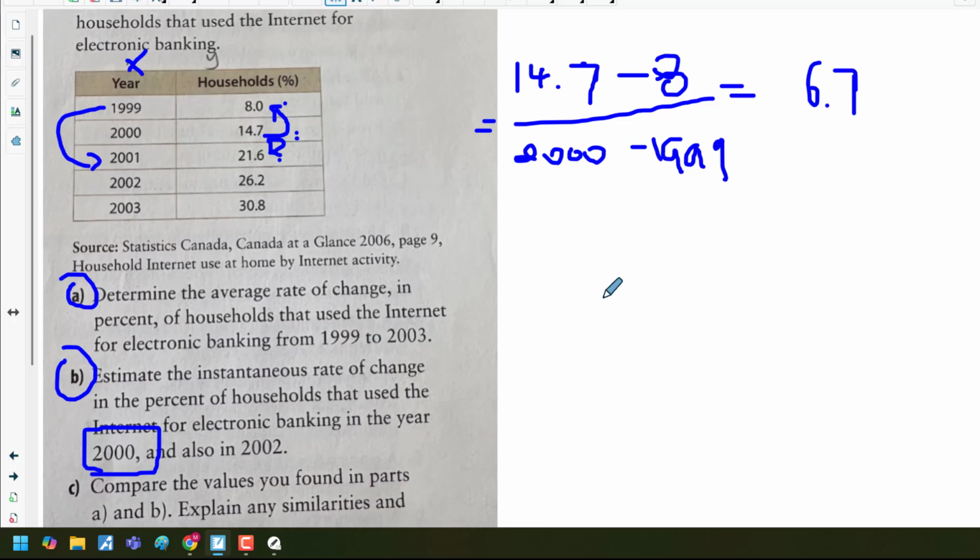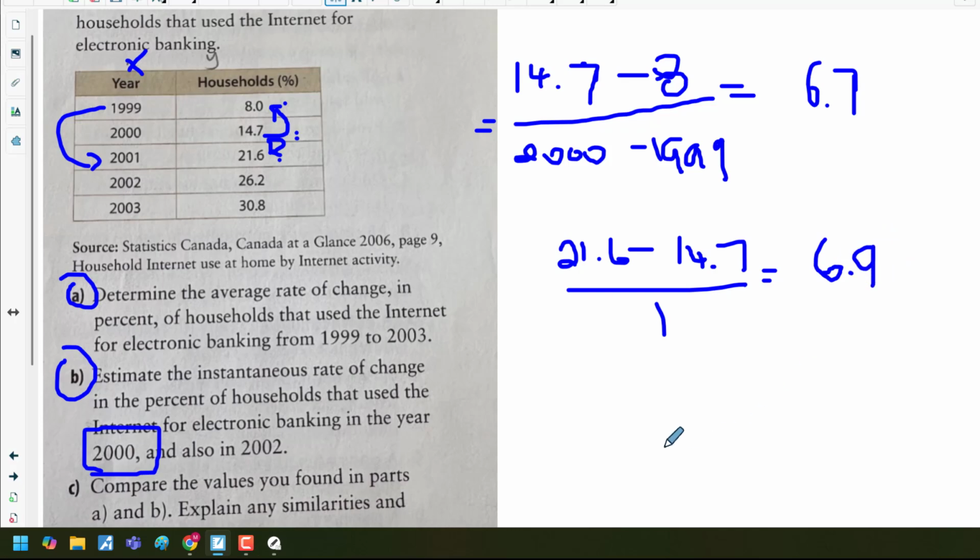6.7, 20, 6.8. No, sorry. That's 14.7. 6.9. Let me know when you're done.